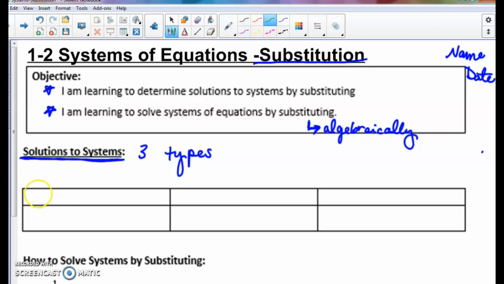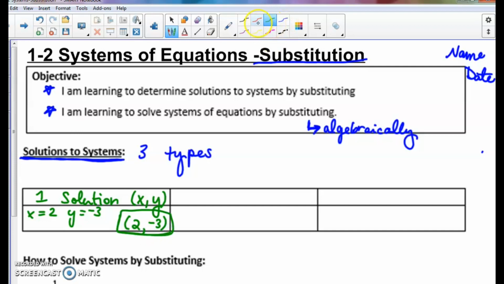So the very first type is one solution. If you think back to graphing, that's where they do intersect, and it is a point of intersection. So we write it like a point, (x, y). Now, the way that will look today is you'll end up solving an equation looking like x equals 2, y equals -3, and then having the ordered pair as your x value is 2, your y value is -3, and that's your answer.